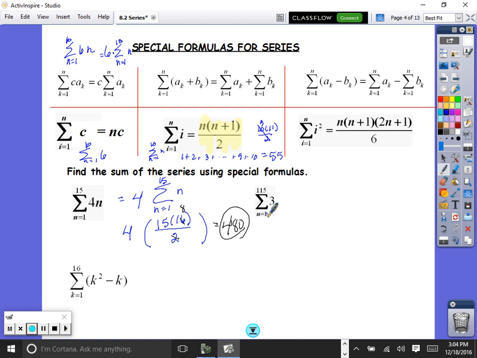This one says I'm adding up 1 through 115 threes. So this means 3 plus 3 plus 3 plus 3 till I get to the 115th one. Doesn't that mean I have 115 threes? Which gives me 345.